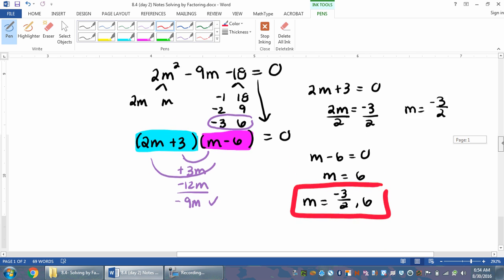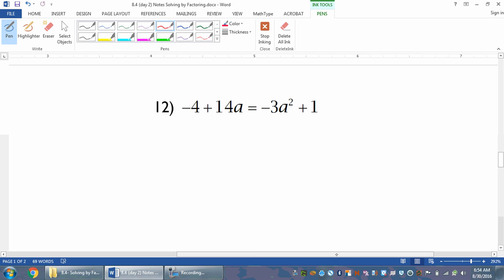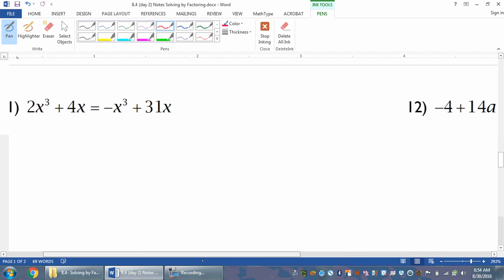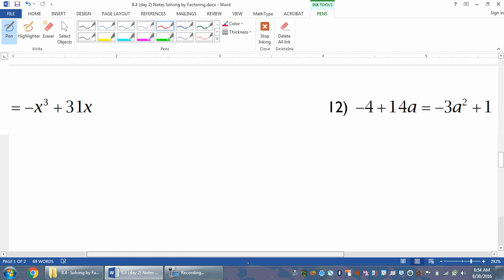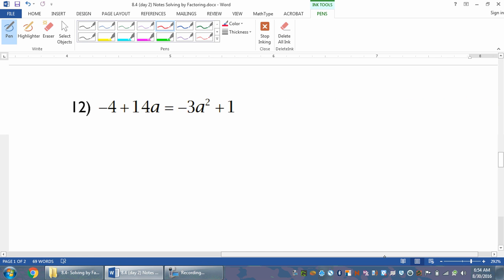Okay, let's go ahead and flip it over. Let's see what problem we should do. Let's go ahead and do number 12. Again, let's draw the line under the equal sign. We should recognize this clearly is not set equal to 0. We have to get the equation set equal to 0 in order to factor.